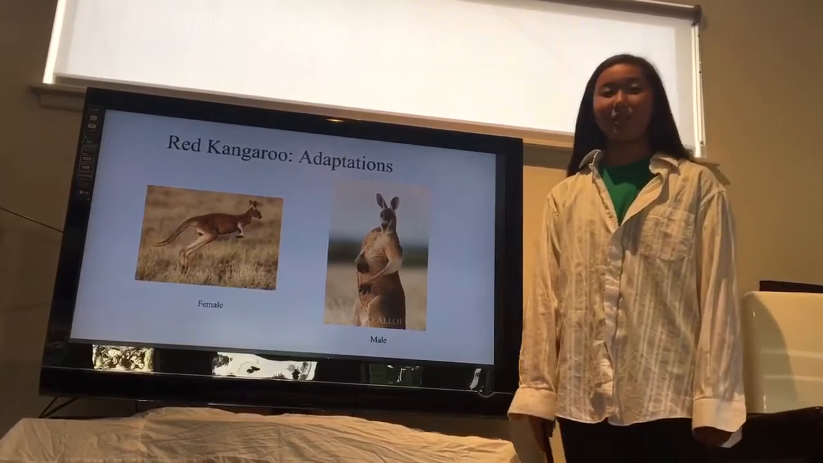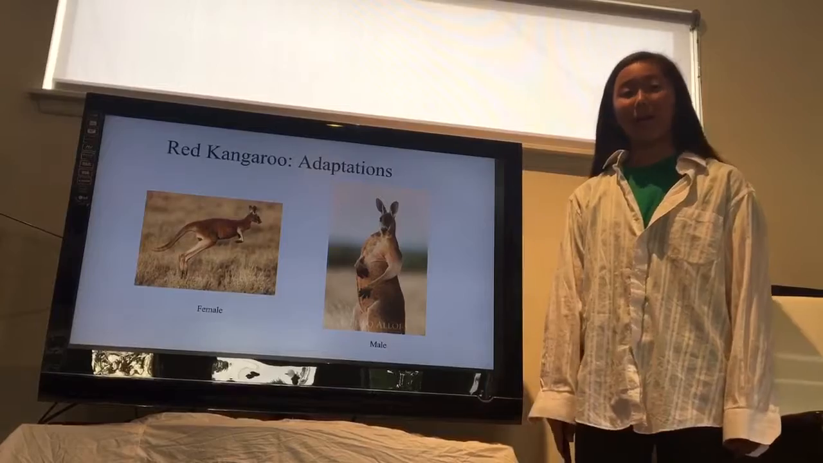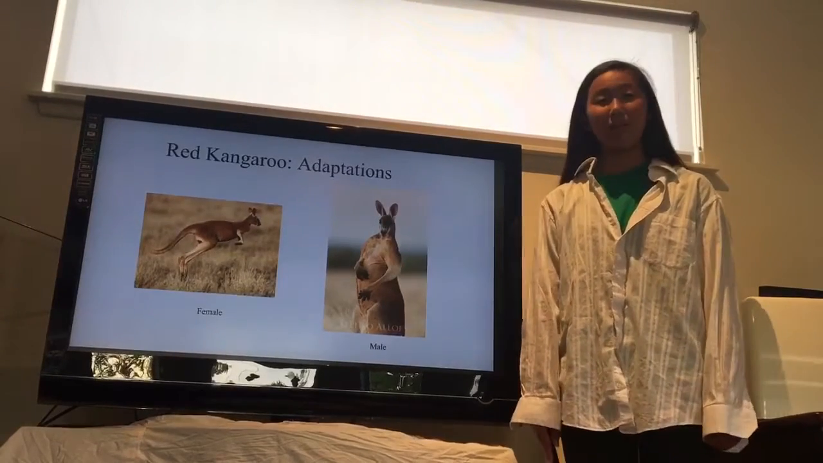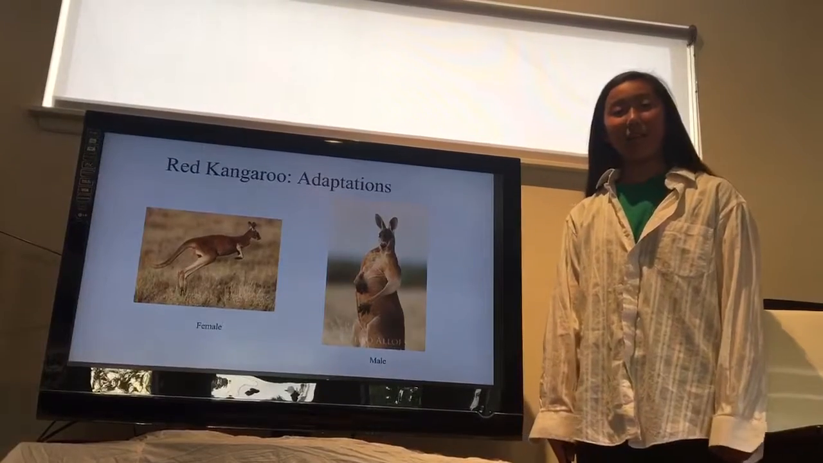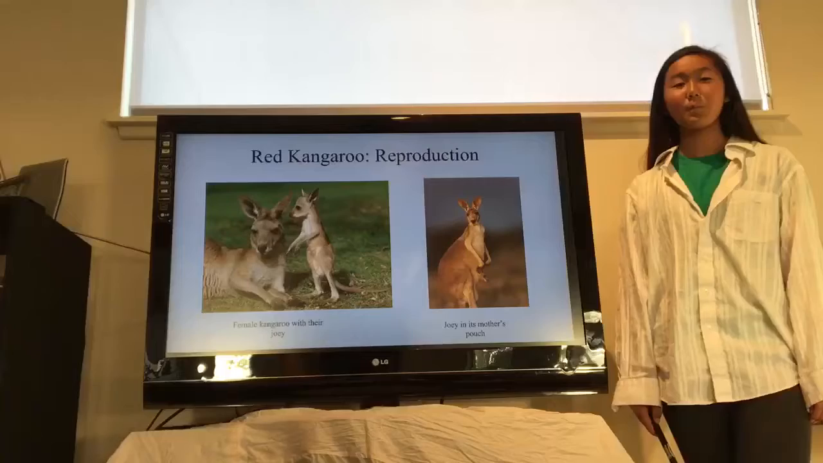Red kangaroos can reach speeds up to 30 miles per hour, jump 6 feet high, and cover 25 feet in one jump. They are active mainly during the evening or night when the temperatures are cooler.